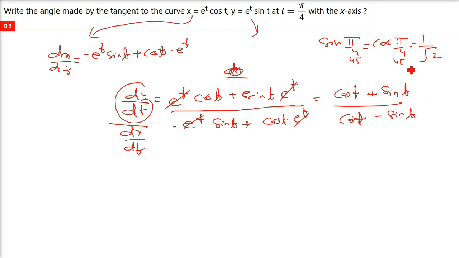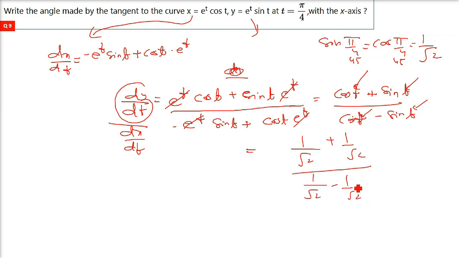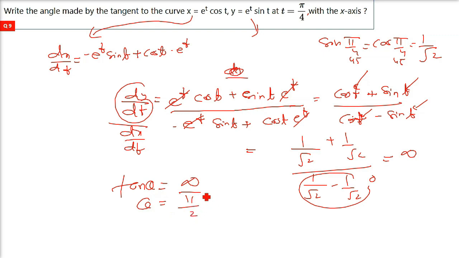Now what is t? t is pi by 4, and I already told you sin pi by 4 and cos pi by 4 is 1 by root 2. So why not replace 1 by root 2 here? 1 by root 2 plus 1 by root 2 divided by 1 by root 2 minus 1 by root 2. Since 1 by root 2 subtracted is 0, the answer will be infinite. That is, tan theta is infinite. And I have told you theta should be what? Pi by 2, because tan pi by 2 is infinite. So the angle is pi by 2, which is 90 degrees.